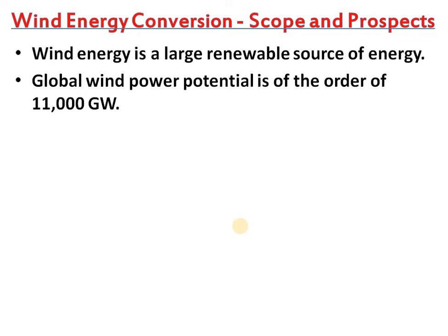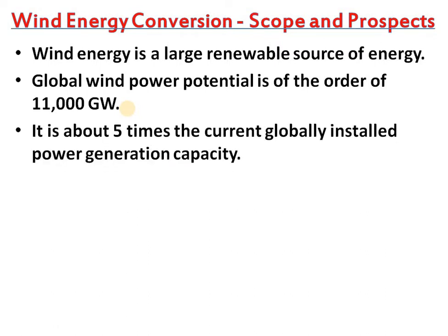You know what is giga? Giga means you have to put around 12 zeros after 1. Only then you make giga. So you have to multiply the given figure with 12 zeros again. So this is a tremendously high amount of energy. So that much potential the earth has, and it is around 5 times the current globally installed power capacity.